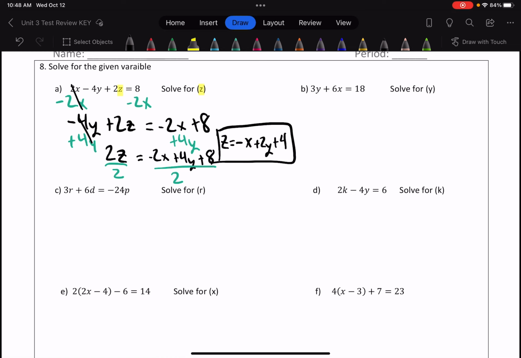Problem B is a little bit shorter, so I'm going to solve for my variable y. First order of business is to isolate the term that has the y in it. That means I'm going to subtract a 6x from both sides. That gives me 3y is equal to negative 6x plus 18. And the last thing I need to do is divide each term by 3. So y is equal to negative 2x plus 6.